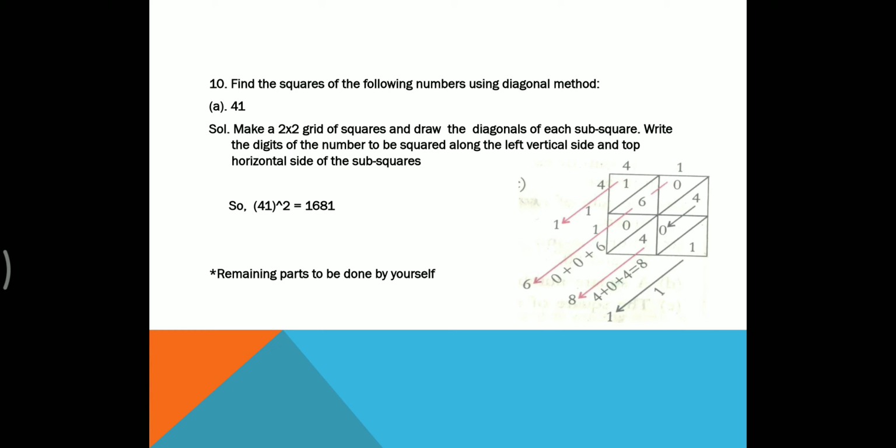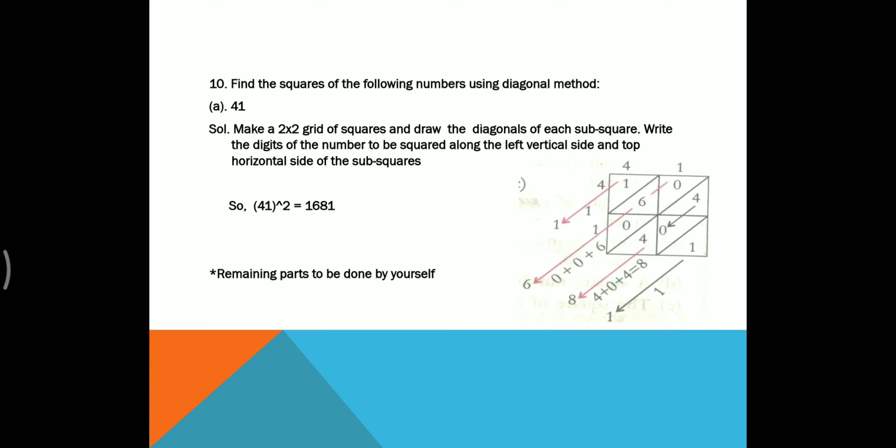Now in this part, you are supposed to draw a 2 into 2 grid of squares, as you can see over here, and draw the diagonals of each subsquare. Now we have 4 subsquares here. We should draw diagonals to these subsquares. Now write the digits of the number to be squared along the left vertical side of the subsquares and at the top horizontal side. Now you can see here it is 4 1 from the left side, and upwards it is also 4 1 there.